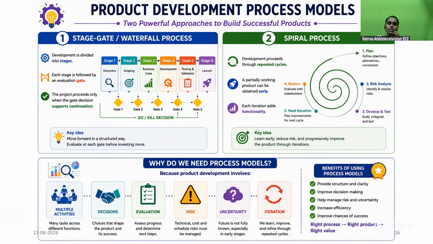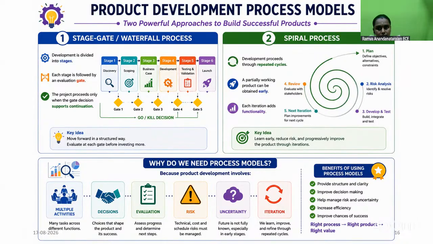So at the end of every cycle you may get one product, but that may not be a complete product. Partial product will be obtained at every stage. After a number of cycles you get the final product. So the development proceeds through repeated cycles. A partially working product can be obtained early, so each iteration adds a functionality.